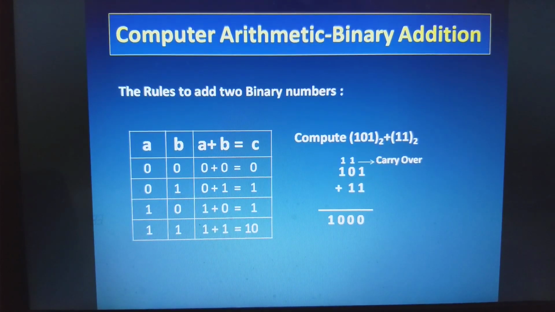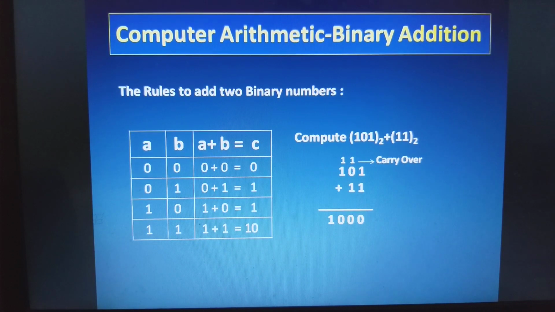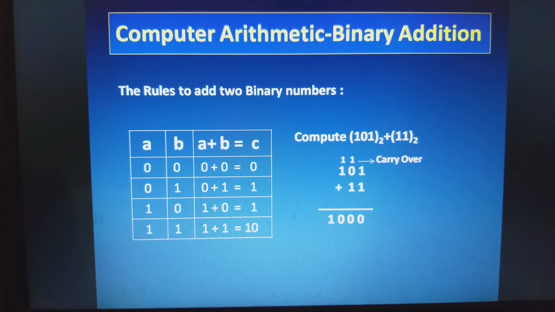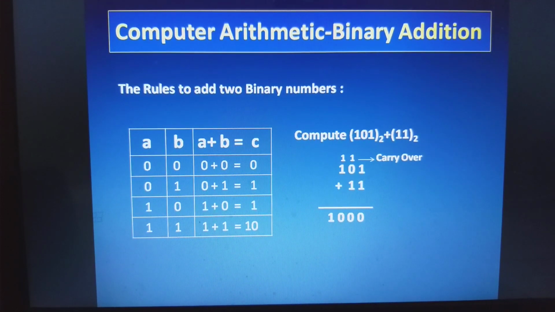Now we discuss the rules to add two binary numbers. Here two inputs represented by variables a and b, when added a plus b, give the output c. Now with reference to the example, while adding 1 plus 1, the output will be 1 0, where 0 is written under the same column and 1 is carried over to the next place.